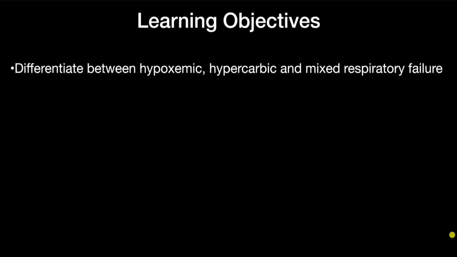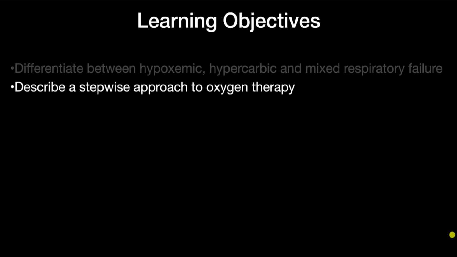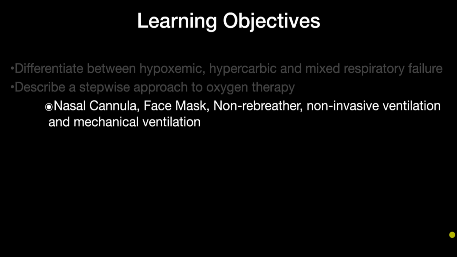Okay, let's just go over the learning objectives one more time. Hang with me till the end. We differentiated between hypoxemic, hypercarbic, and mixed respiratory failure. And again, there are some numbers out there, but really you just know it when you see it. We talked about a stepwise approach to oxygen therapy. You start with nasal cannula, you go up to face mask, then you go to non-invasive mechanical ventilation, and finally you go to mechanical ventilation.